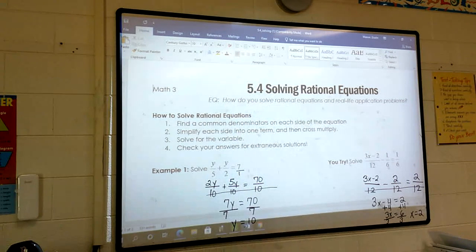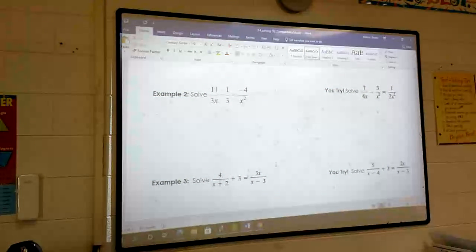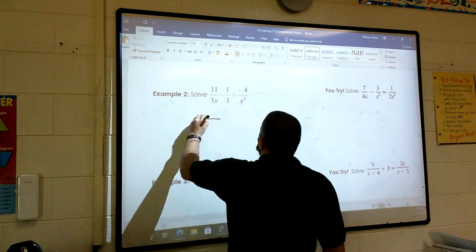Now we're going to move to example 2. In example 2, we have some x's as well on there. So we're going to look at what happens when you have x in the problem. So we're looking at the least common denominator.